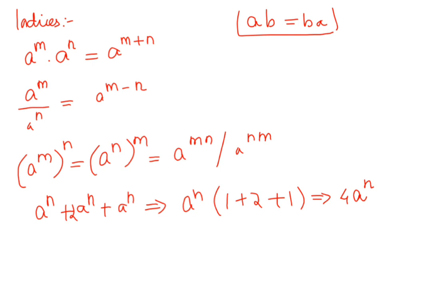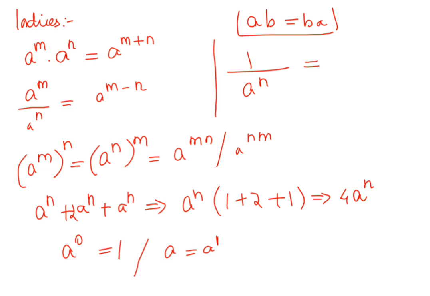Now, a raised to 0 is always 1, and if I write just a, it is equal to a raised to 1. Another thing, if you had 1 upon a raised to n and you want to take it back to your numerator, it is written as what? A raised to minus n. So I hope you are understanding.